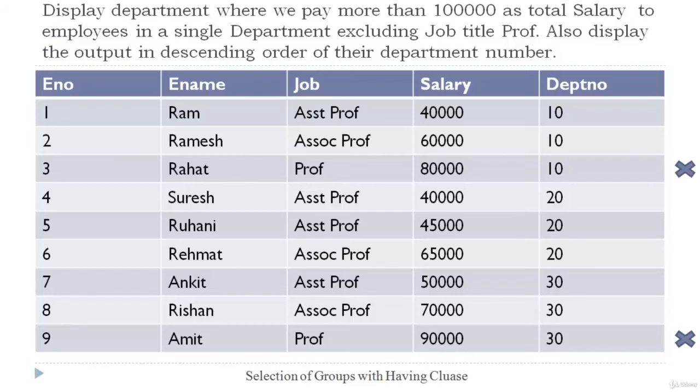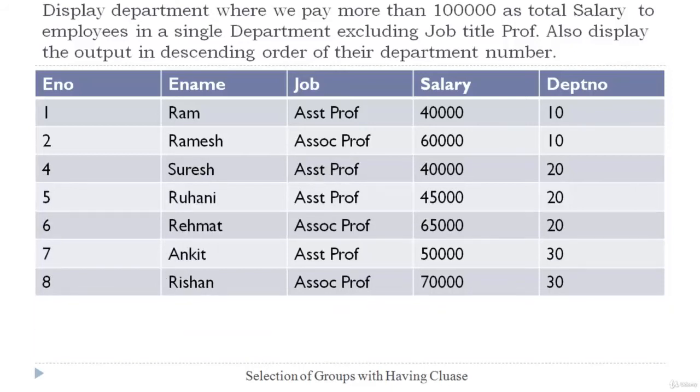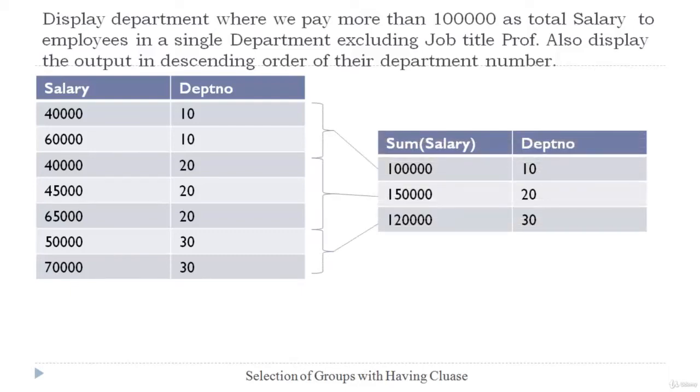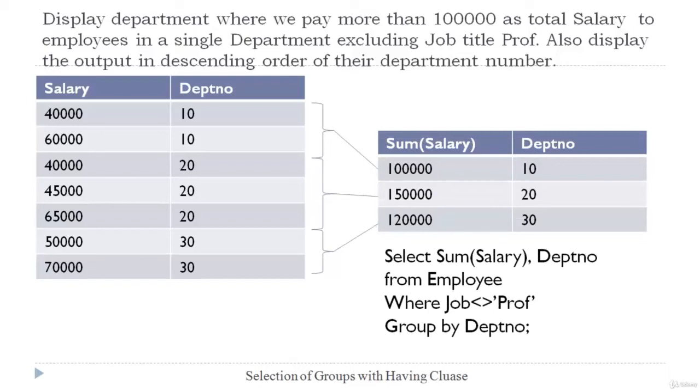And in order to select desired records out of this database, we have to use where clause. After selecting these desired records, grouping will be performed on department number field. So 3 groups will be formed for each department number 10, 20, and 30, and total salary will be found for each group. The query to perform the task up to this point will be select sum salary, comma department number from employee where job is not equal to professor, group by department number.